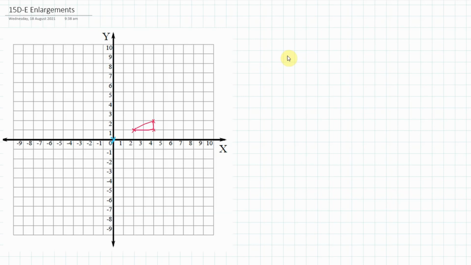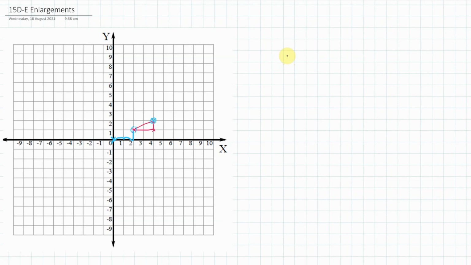Now, we are enlarging it, and this time we're told where our center is. Our center is at 0, 0, so that's our center. And we're doing it by a scale factor 2. So what I do with this is I start with one of the points, and you can see that I've gone across 2 and up 1. So if I'm doing a scale factor of 2, I've got to multiply everything by 2. So instead of being across 2 and up 1, I'm going to be across 4 and up 2. So that point is now going to be here, which is a bit unfortunate.